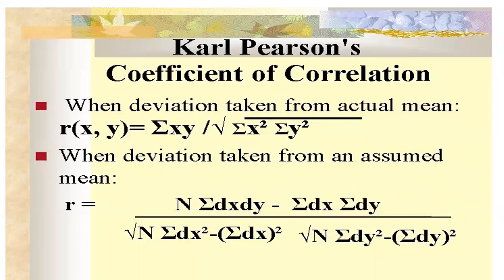Now another formula is given for when the deviation is taken from the actual means: Rxy is equal to summation xy divided by the square root of summation x square into summation y square. When the deviations are taken from the assumed mean, we use this formula: R is equal to n summation dx dy minus summation dx into summation dy, the whole divided by the square root of [n summation dx square minus (summation dx) square] multiplied by [n summation dy square minus (summation dy) square]. So this is the whole formula of Pearson's correlation.